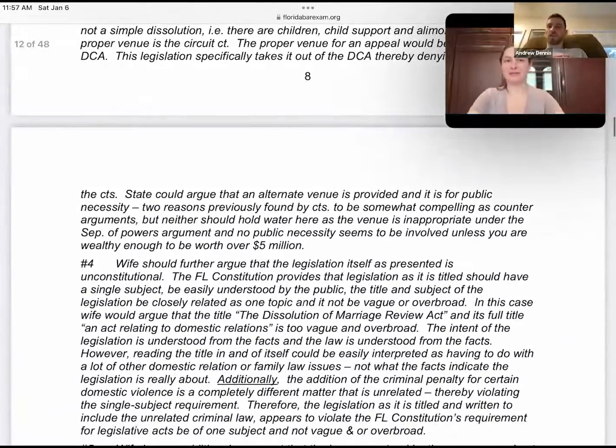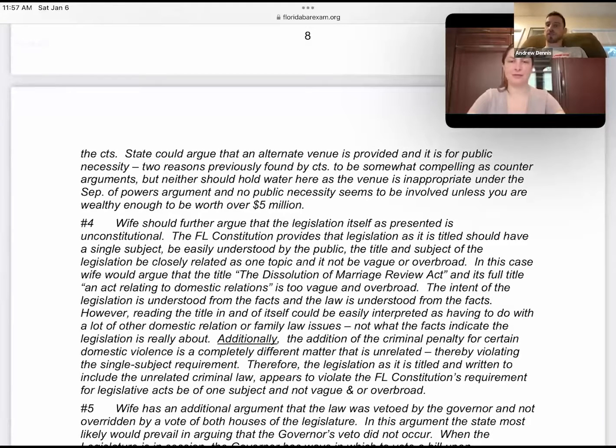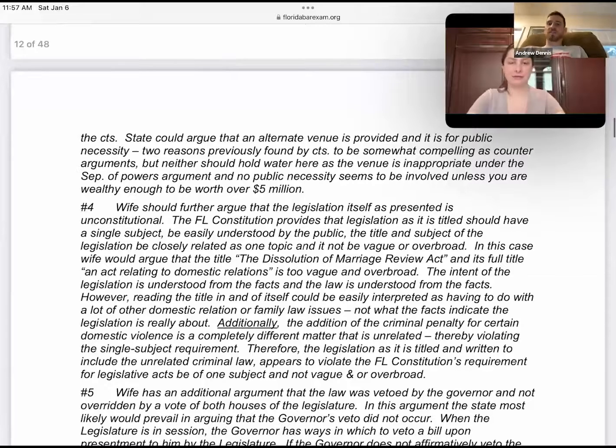Number 4, wife should argue that the legislation itself as presented is unconstitutional. The Florida Constitution requires that the legislation as titled should have a single subject, be understood by the public. The title and subject of the legislation must be closely related as one topic and not be vague or overbroad.